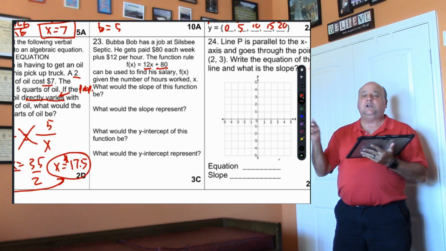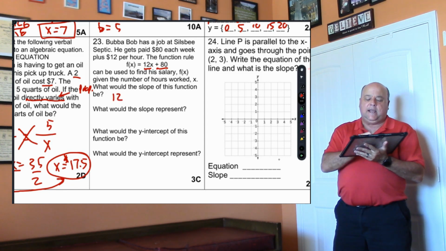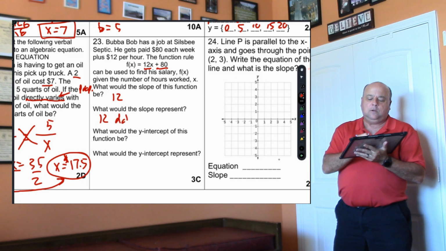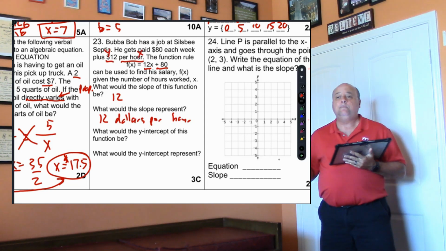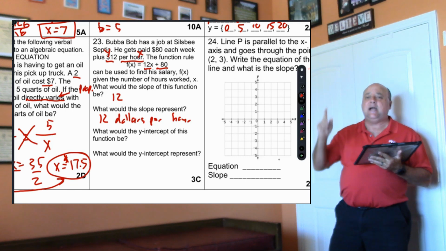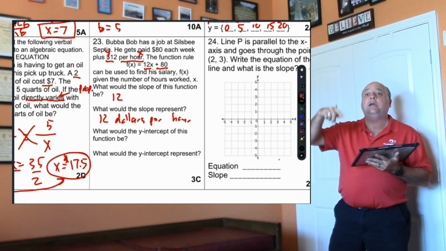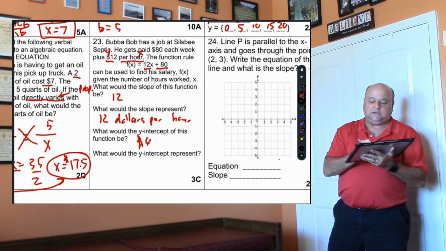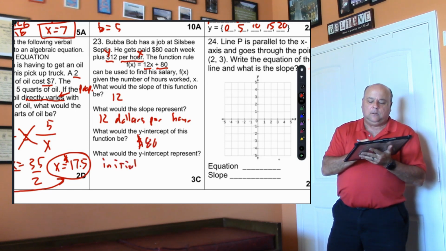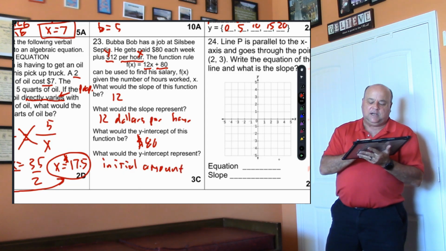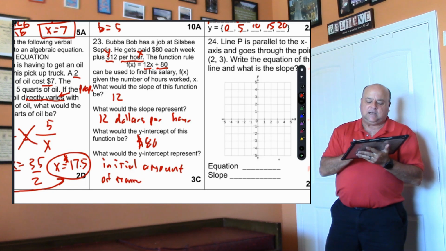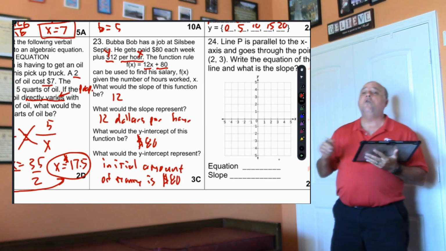What would the slope of this function be? The slope of this function is 12, and it represents $12 per hour. Right here, $12 per hour. Y per x, right? That will be your growing number every time. The y-intercept is his starting amount, right? And that's $80. And that's the initial amount. Each week is $80, right? On the STAAR test, they will use initial. The initial amount of money is $80. So every week he starts off with $80.